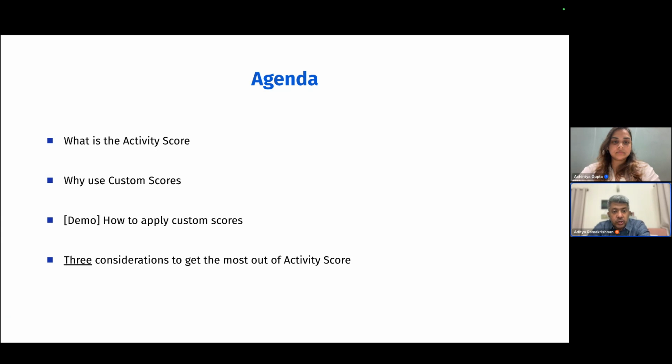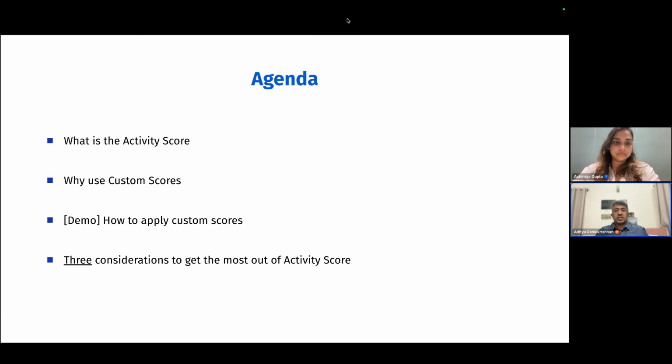So we'll talk about why, when and how to use custom activity scores. I'll also do a demo on how to change the custom activity scores, and then I'll get into some considerations to get the most out of the activity score for your GTM, because obviously this has a cascading impact across the entire GTM pipeline and how prospects and deals flow right up to revenue. So I'll get into how to think about using something like this as effectively as possible.